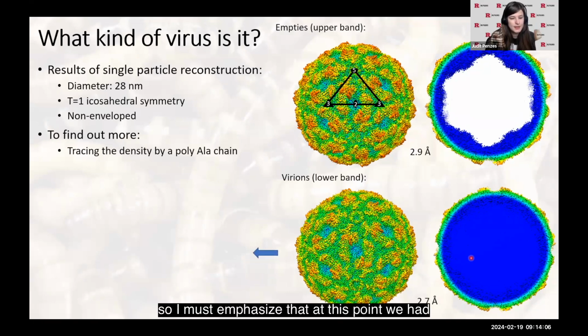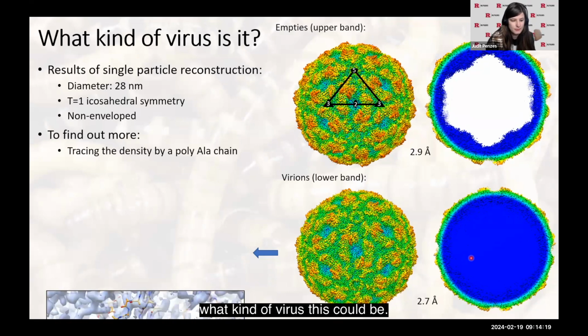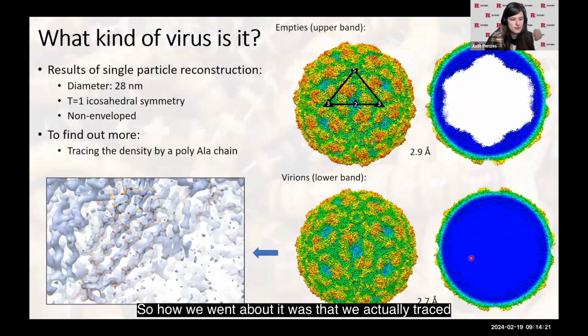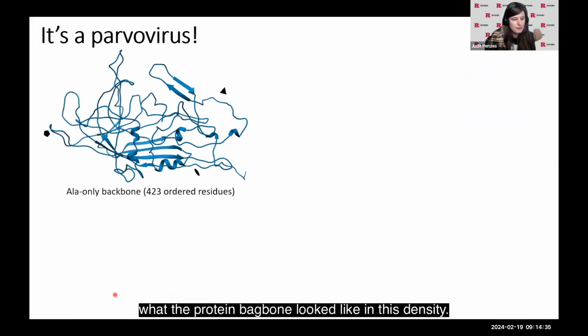So I must emphasize that at this point we had absolutely no sequence information, but we still wanted to determine what kind of virus this could be. So how we went about it was that we traced the density with just a polyalanine chain, and with this approach, we could reconstruct what the protein backbone looked like in this density. There were 60 copies of this backbone creating this capsid shell.